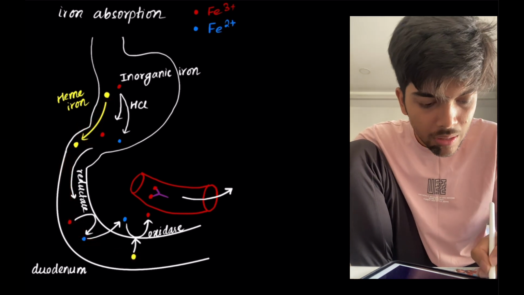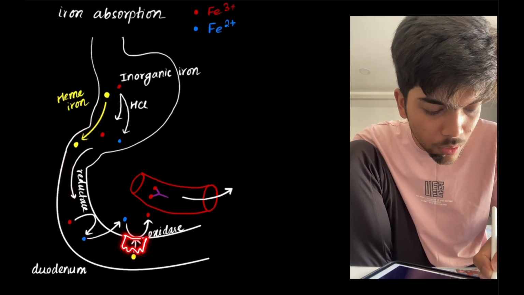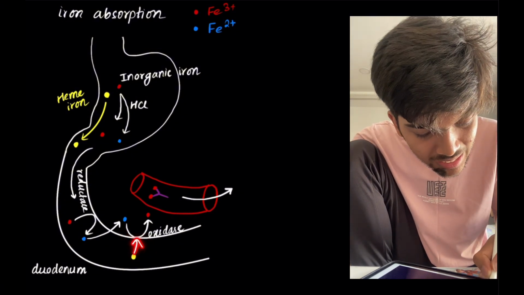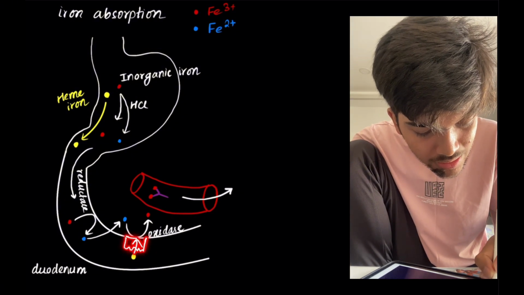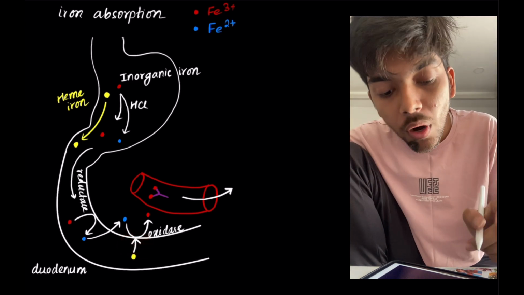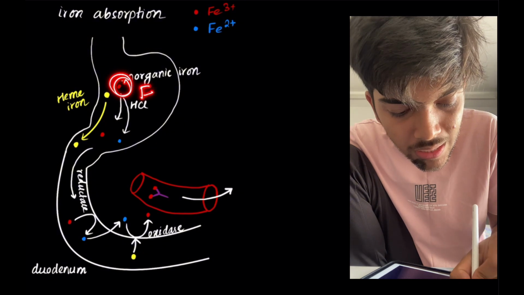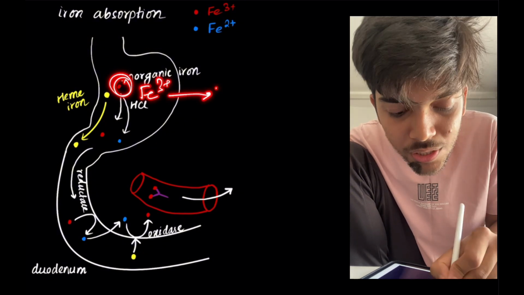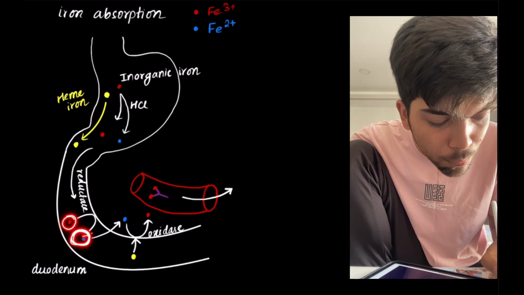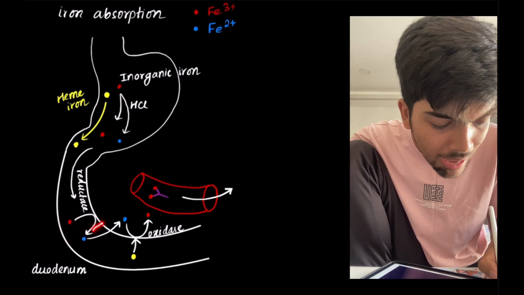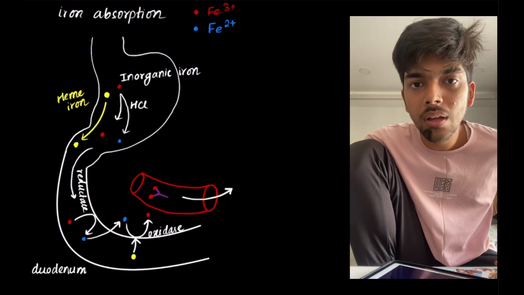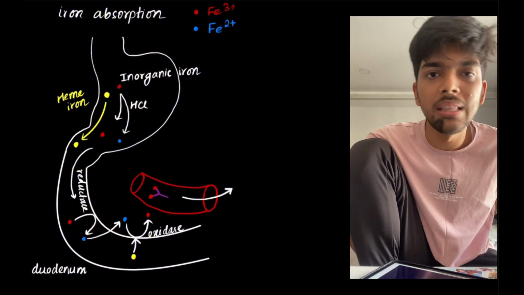In the duodenum, there are enterocyte cells or the cells of the intestine. Heme iron is taken directly into the enterocyte cell with no extra step required. Okay, but inorganic iron, which is present in ferric form, first needs to be converted to ferrous form, this blue thing, and only then it is taken in by the enterocyte or the epithelial cell of your gut, only then.